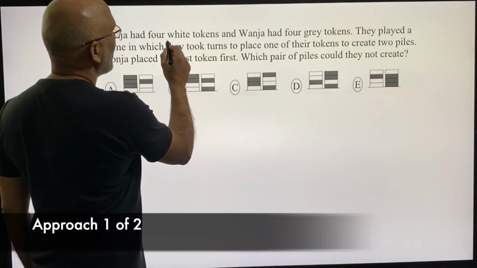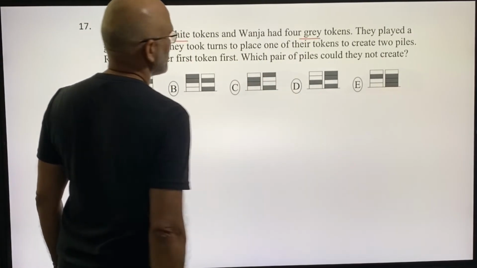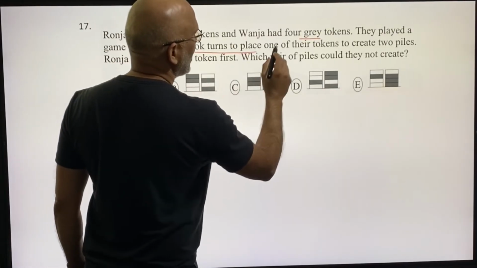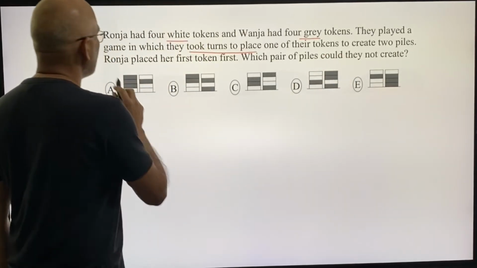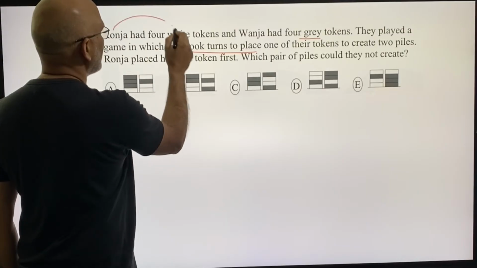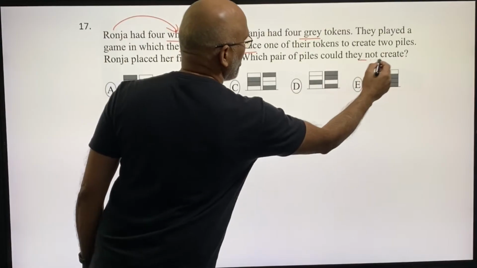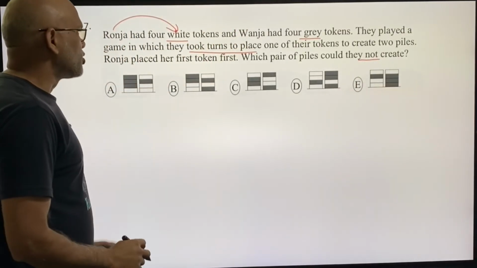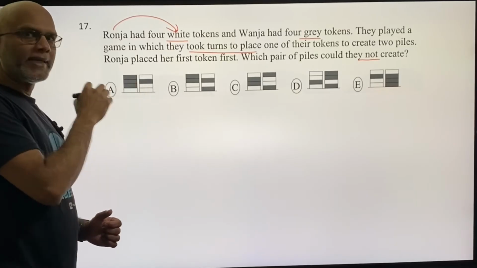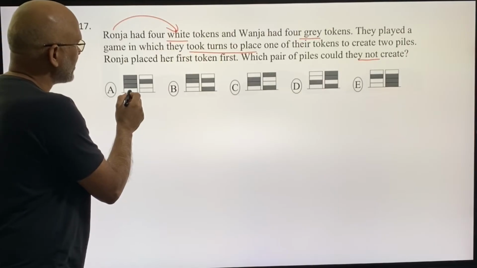Ronja had 4 white tokens and Wanja had 4 gray tokens. They played a game in which they took turns to place one of their tokens to create 2 piles. Ronja placed her token first, and Ronja had white, right? Which pair of the piles could they not create? All right, so let's try to trace the tokens one at a time and see which one we cannot make. So we have to start with white first, right?